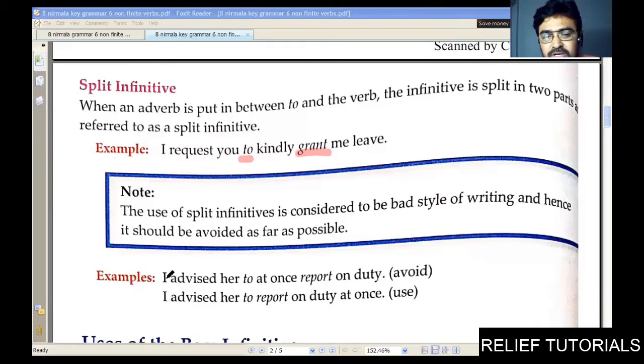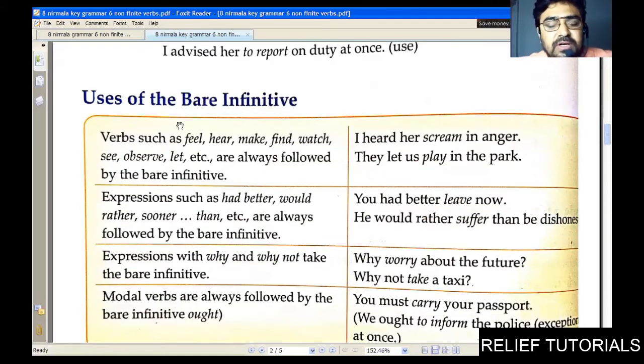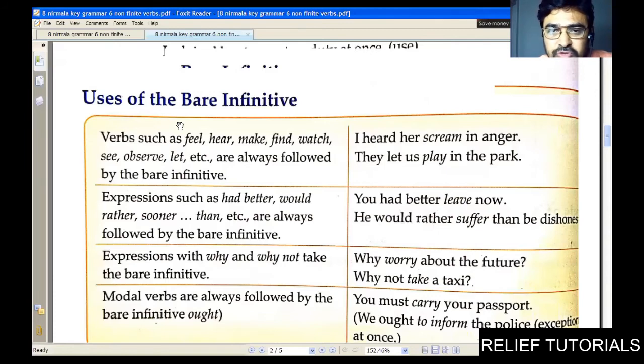Examples are given. I advised her to at once report on duty. That should be avoided. The right way is what? I advised her to report on duty at once. So here you have the understanding about the split infinitive. So we have seen three types of infinitives. Now here we have the usages or the places where the bare infinitive is used, a very limited and very restricted use. So be careful about using it.